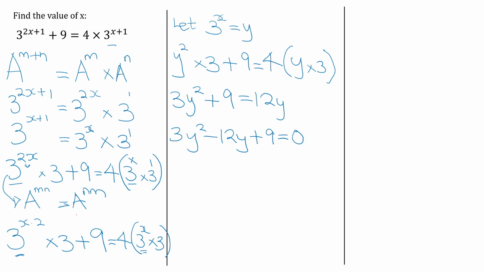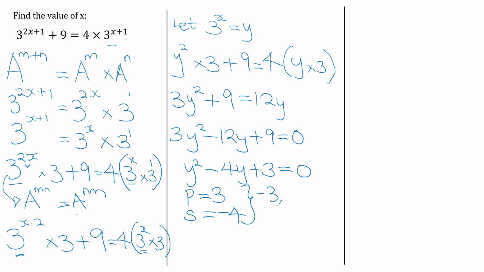All these are divisible by 3. Divide through by 3, you simplify the equation. You'll have y squared minus 4y plus 3 is equal to 0. So you need to find two numbers whose product is 3 and sum is -4. Our two numbers are -3 and -1.